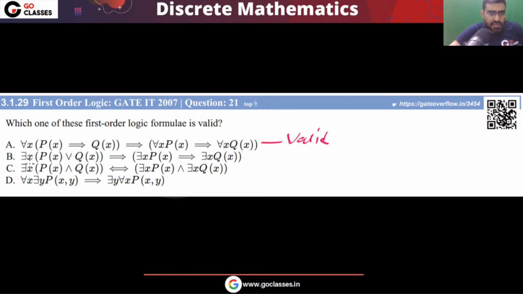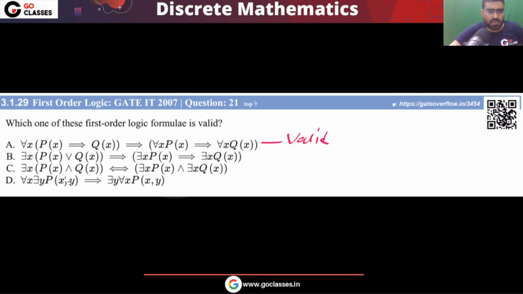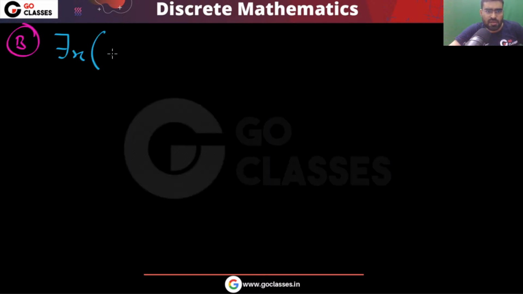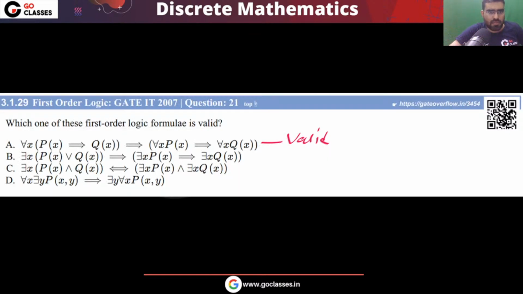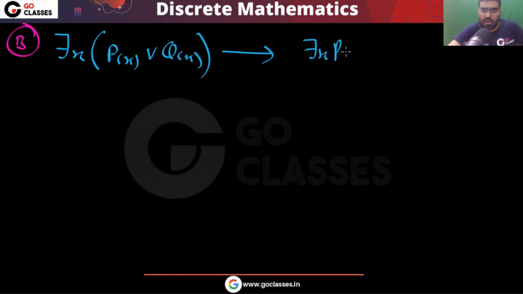In the second one, in this option B, can the table help you? No, the table cannot help you because operators are mixed. Here you have the OR operator, here you have implication. So let's take this option B. Option B is saying that there exists some x for which Px or Qx is true. Does it imply that if there exists some Px, then there exists some Qx?